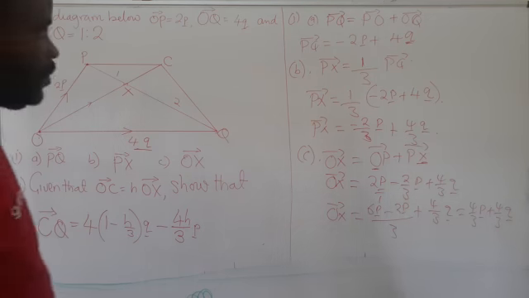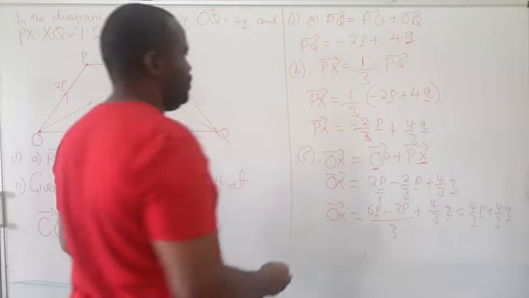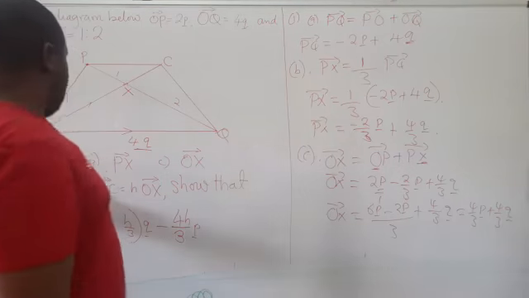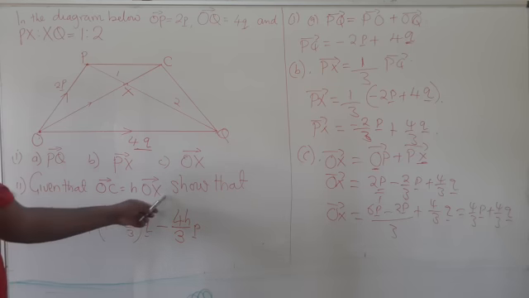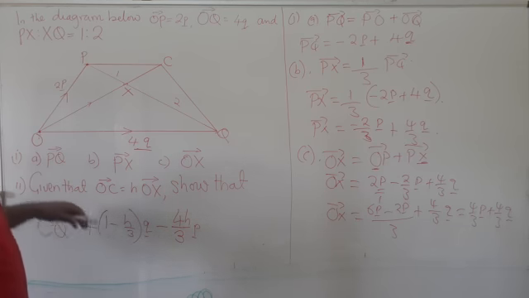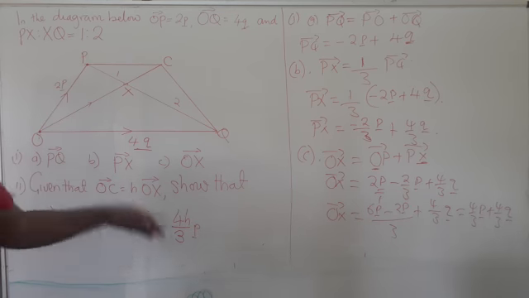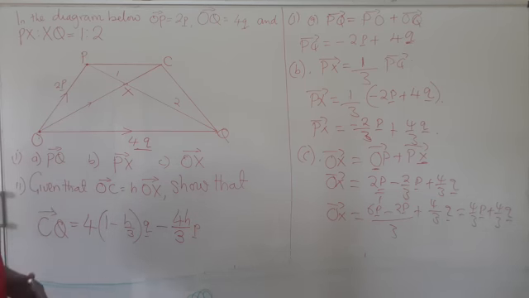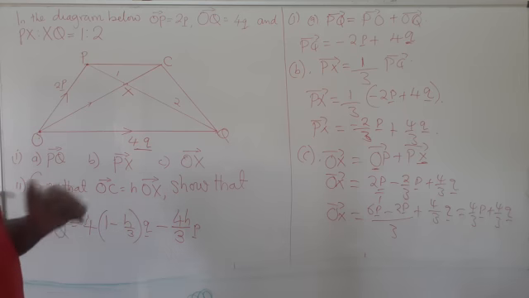Okay, so let's go to the next question. Given that OC is equal to H OX, sometimes they can ask you just to write this one. They say find OC if OC is equal to H OX. So you can find that one. Or where we give you this, then we say show that this is equal to that. Sometimes you can produce two questions from here. Okay, so we are saying first OC is equal to H OX. Then we show that CQ is equal to this one.